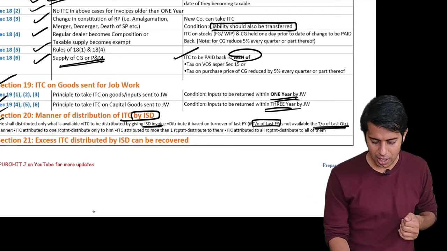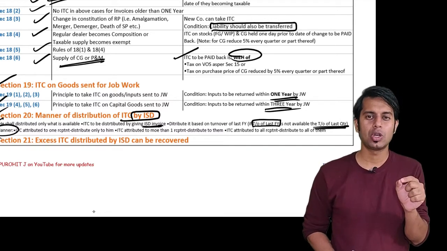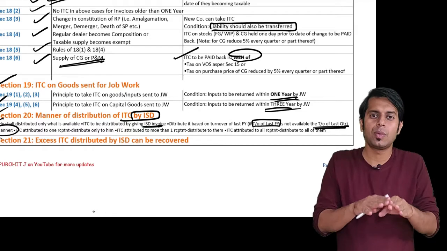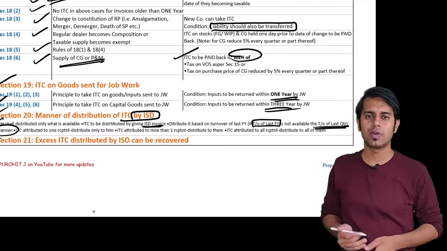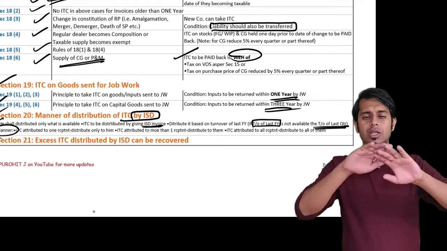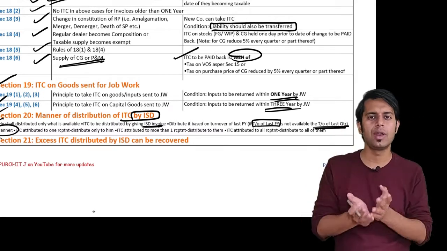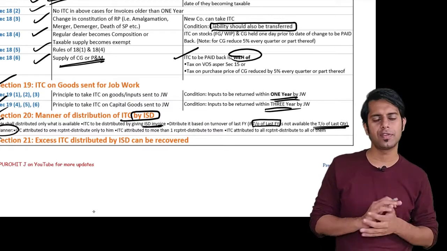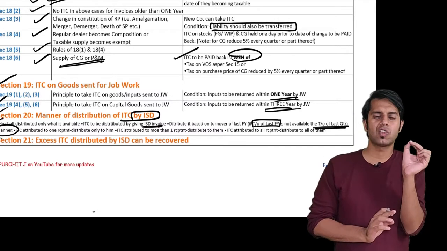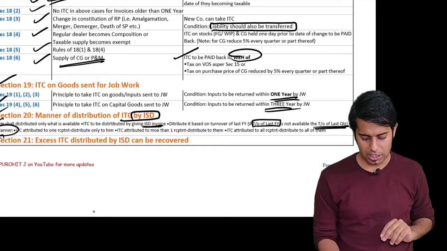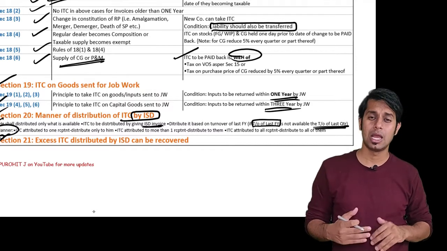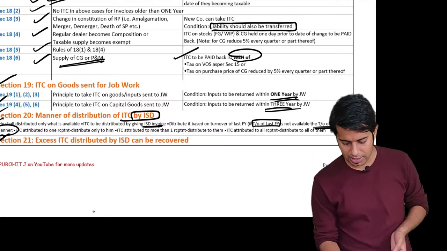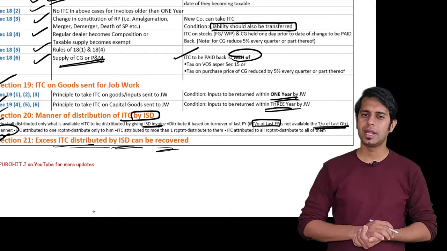Sir, how should I distribute? The manner of distribution is: if the ITC is attributable to a single person or a single recipient, then distribute only to that person. If the ITC is attributable to more than one person, then distribute to these more than one persons, 1, 2, 3 persons. If the ITC is attributable to everyone, then distribute to everyone. How should I distribute? Based on the turnover of relevant period. What is the relevant period? Last financial year. So what if turnover of last financial year is not available? Then the turnover of last quarter for which the data is available. Now, section 21 says if the input service distributor has mistakenly distributed excess input tax credit, it can be recovered by him. Recovery of excess ITC distributed by ISD can be done.